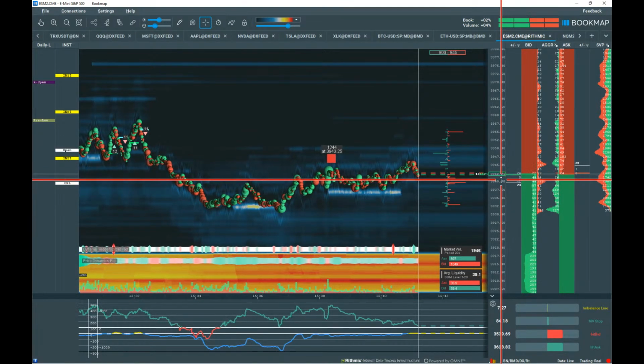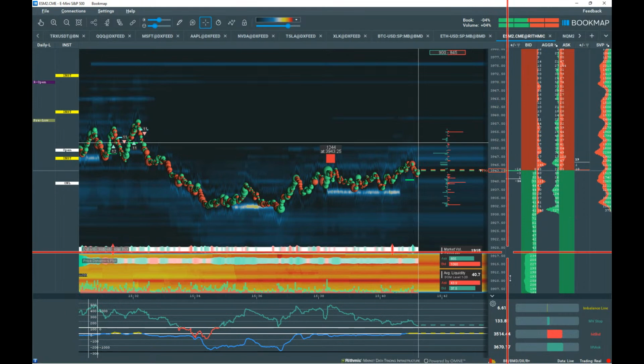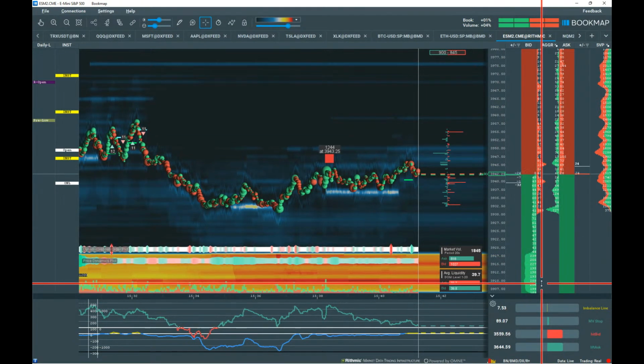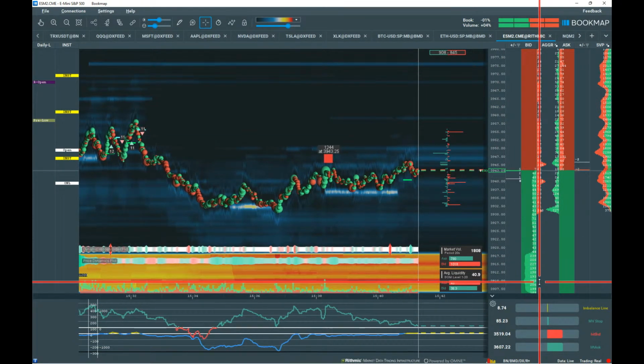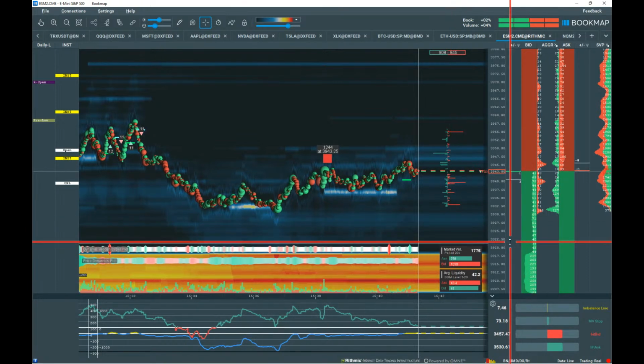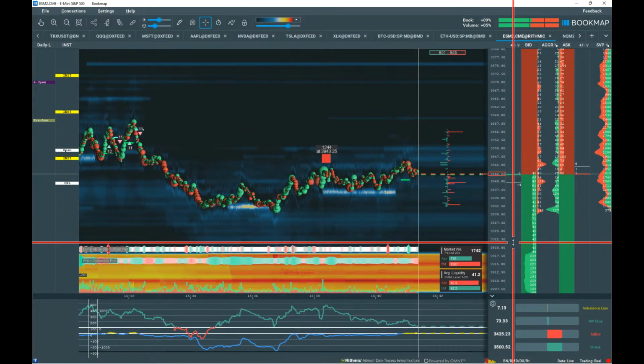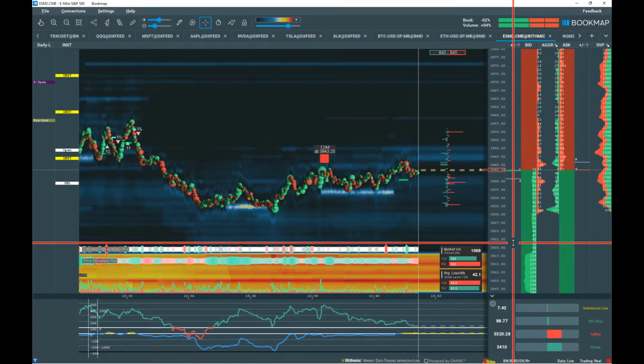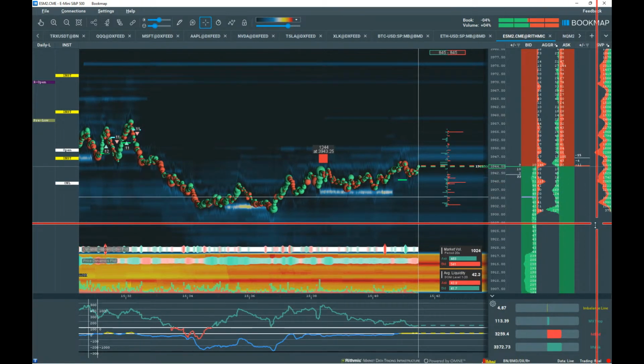But anyway, we think that an orderly order book on the chart, it doesn't matter whether you have Bookmap, it's available for every single charting system out there. An order book is available.